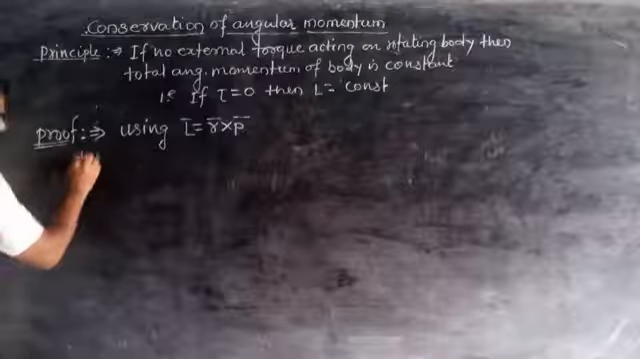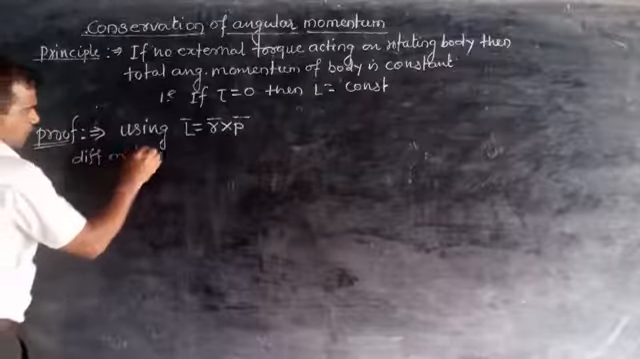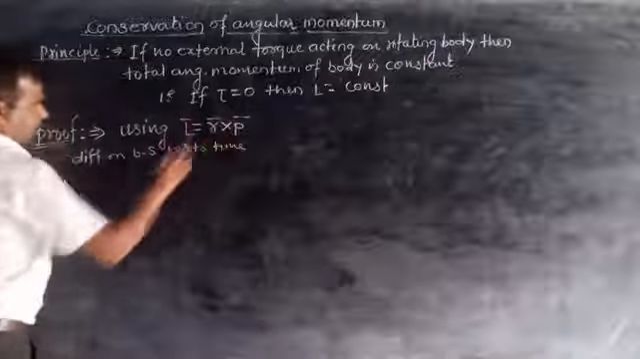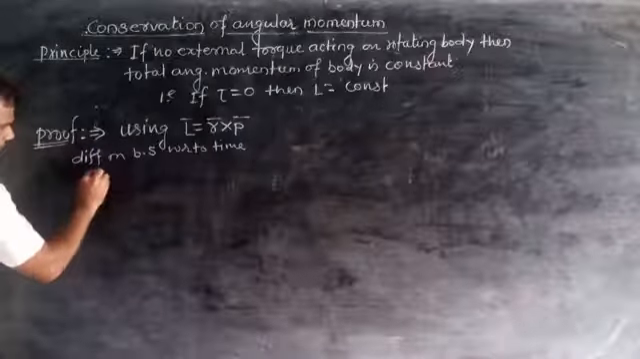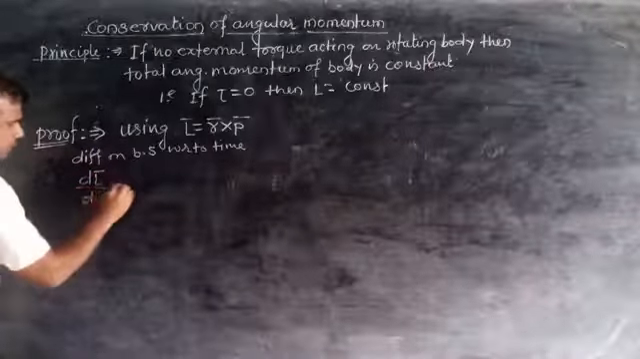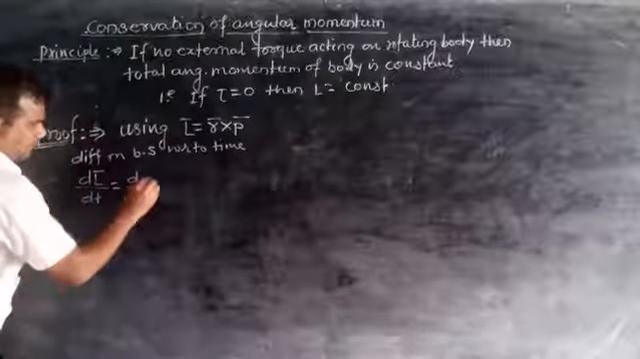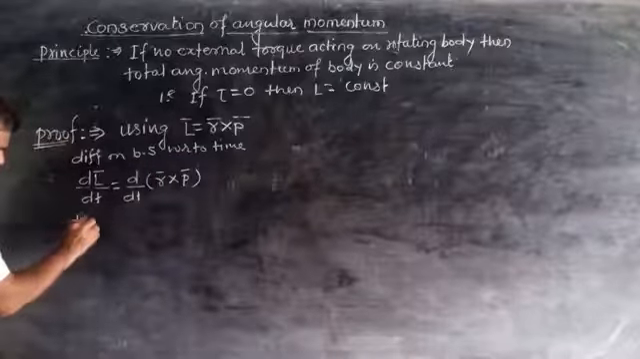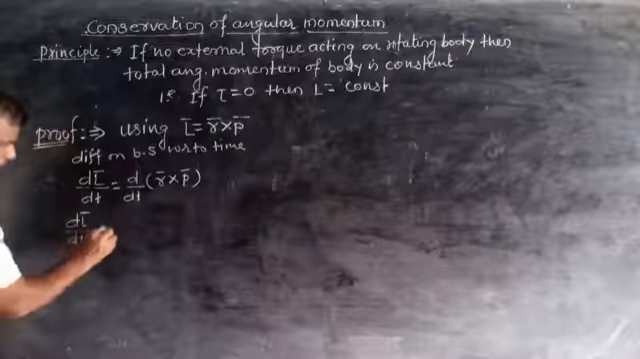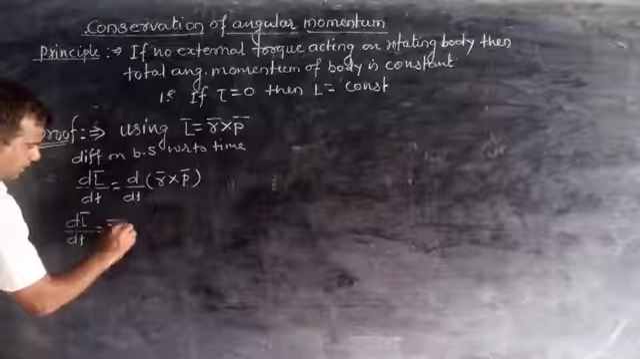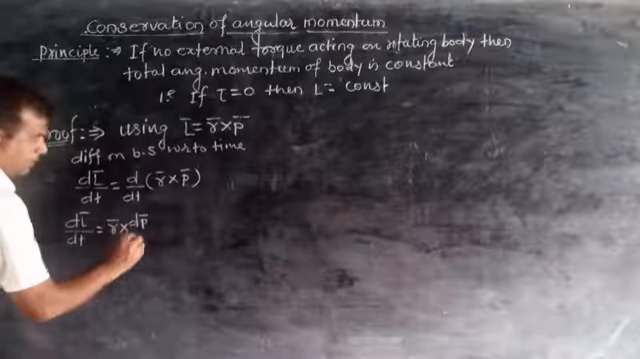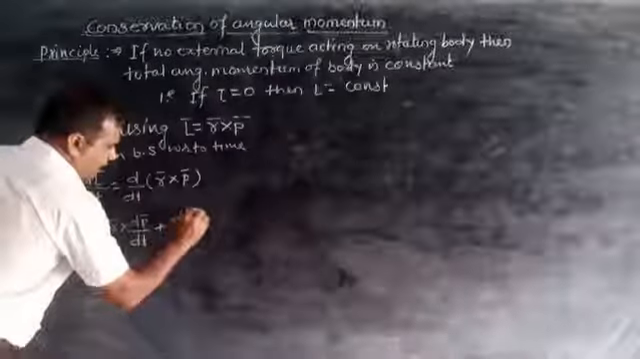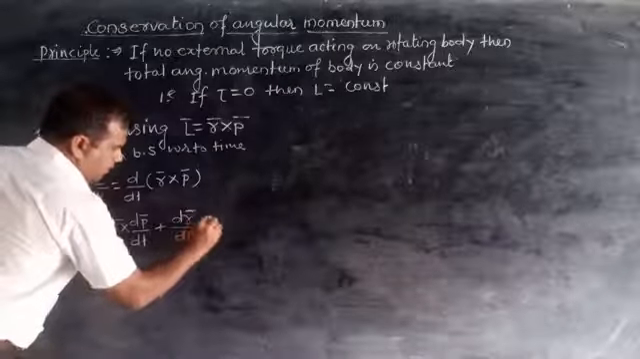Now differentiate on both sides with respect to time. So dL bar upon dt is equal to d by dt of r bar cross p bar. This can be written as dL bar upon dt equals dr bar by dt cross p bar plus r bar cross dp bar by dt.